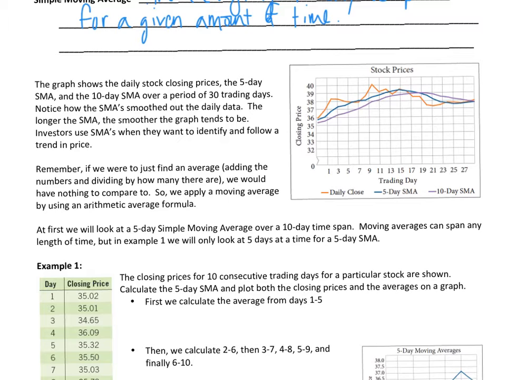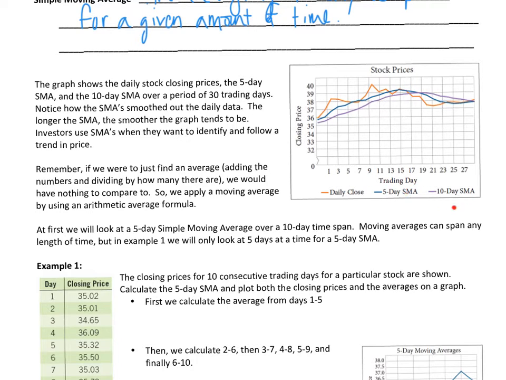The blue line is a 5-day simple moving average, and you can see that just by averaging 5 days at a time, it is a much smoother curve. The overall trend is up and then down. So much easier to see trends when you are doing simple moving averages.